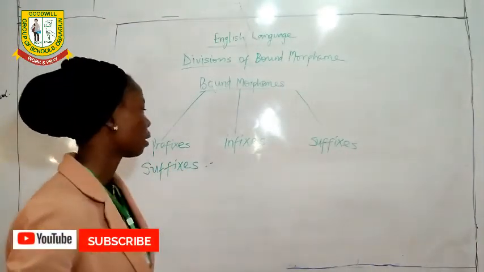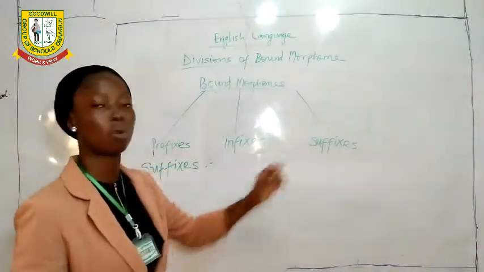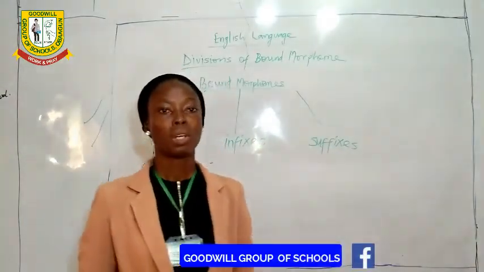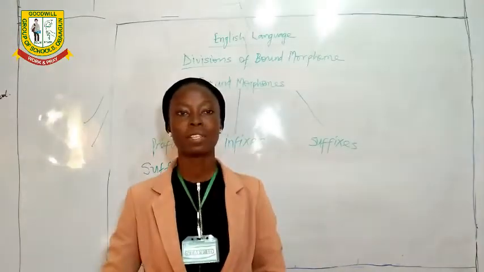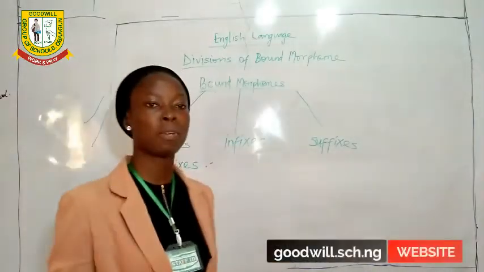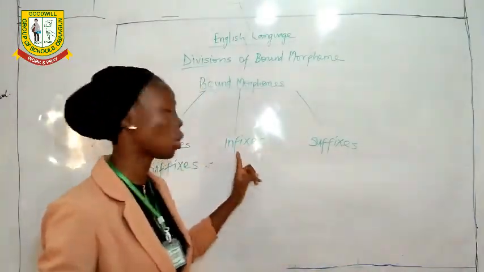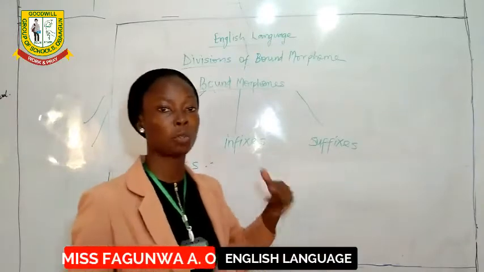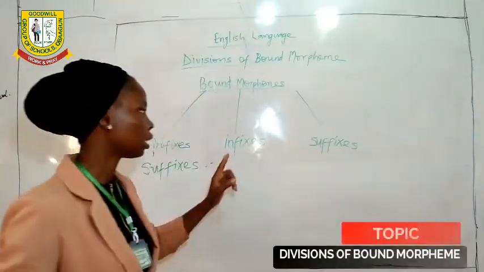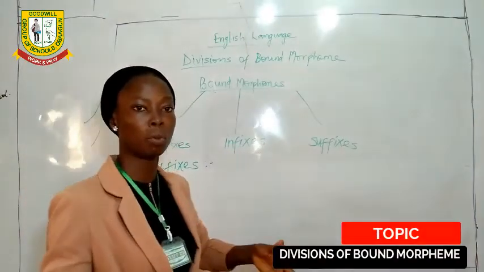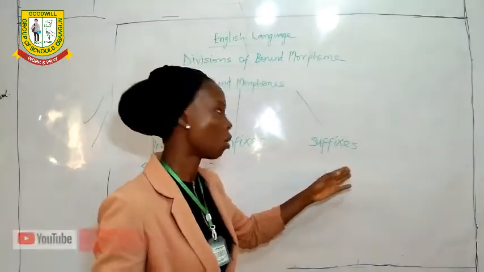Now, suffixes. Suffixes come after these two. That is, it succeeds, as the name connotes, it succeeds the two. It is always located at the end of our word. So it occurs at the word final, while infix comes at the word initial or word medially, while prefix itself comes at the word initial. This one comes in the middle of the word, or word medially, while this one comes at the final stage of the word.